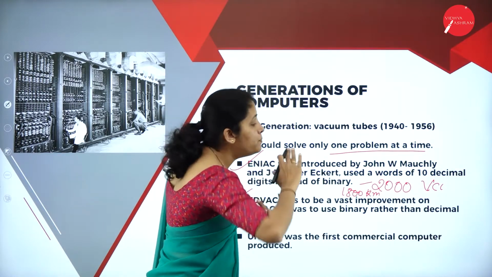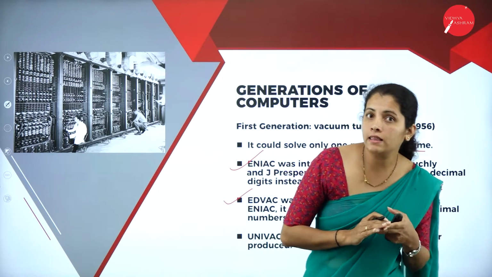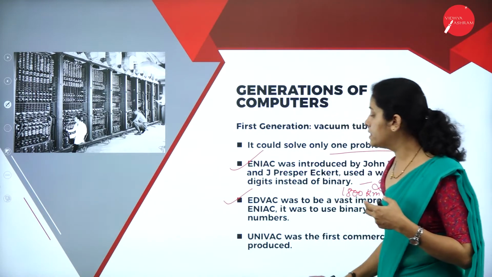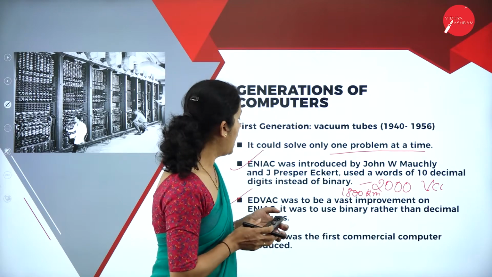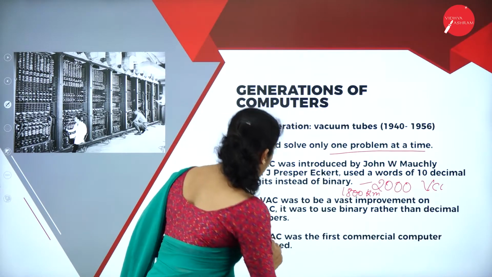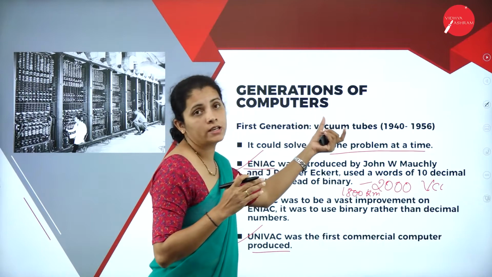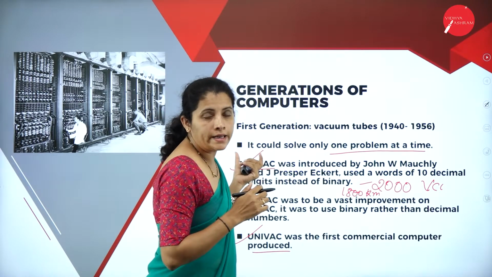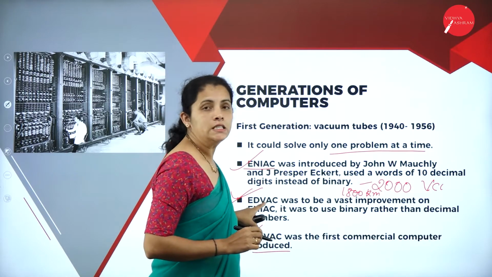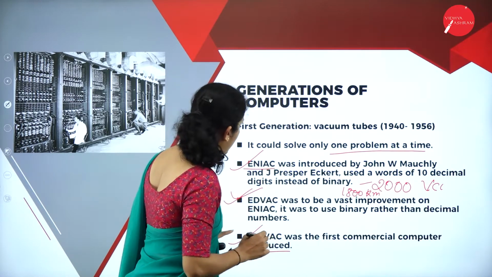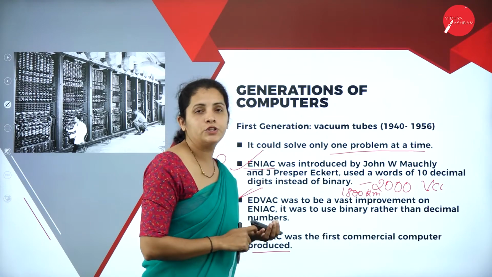Then we have EDVAC, that is Electronic Discrete Variable Automatic Computer. This is an improvement on the first computer, and it uses binary numbers rather than decimal digits. Along with that, we have UNIVAC, that is Universal Automatic Computer, and this is the first commercial computer produced during this generation. So the examples of first generation computer system are the Electrical Numerical Integrated Automatic Computer, the Electronic Discrete Variable Automatic Computer, and the Universal Automatic Computer. These are the three examples.